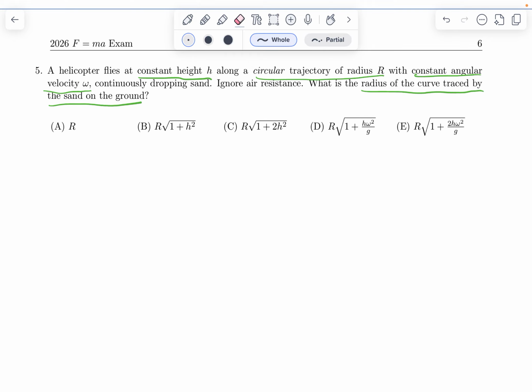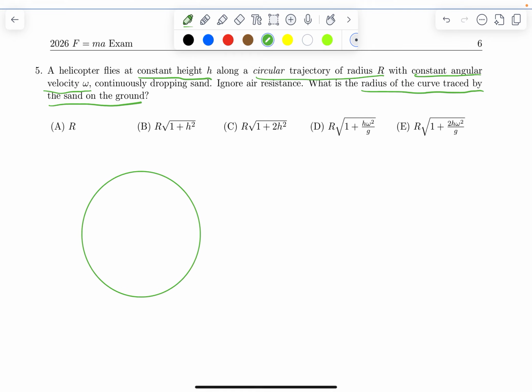So first of all, let's draw a diagram for the helicopter's circular trajectory. We know that the radius is r, and we also know that the helicopter travels at a constant angular velocity of omega. So first of all, we need to find out what direction the sand is moving once it leaves the helicopter.